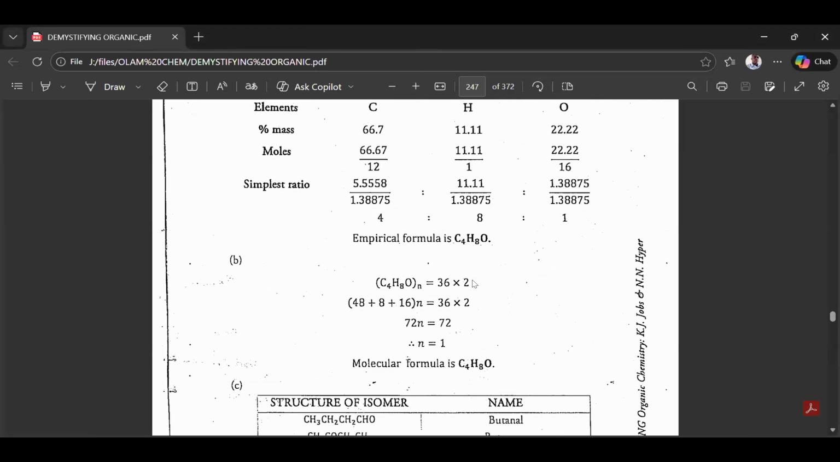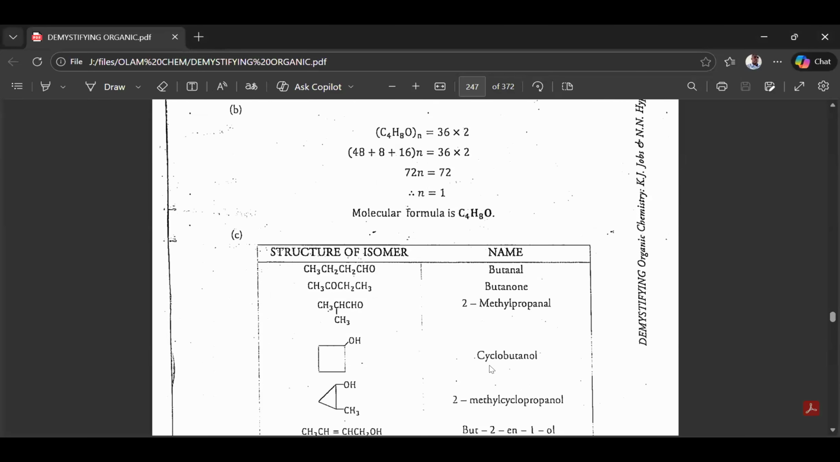Vapor density, just multiply it by 2, so it becomes 72. You equate it to your empirical formula, you find the n. n is 1, therefore your molecular formula is C4H8O. So that one was very easy.